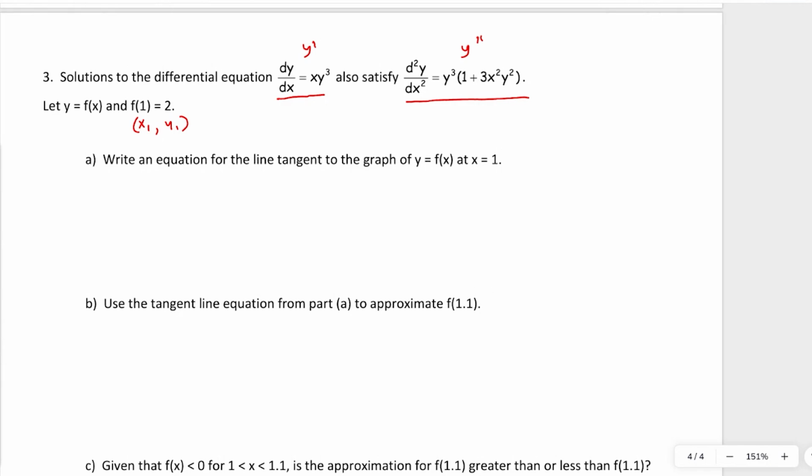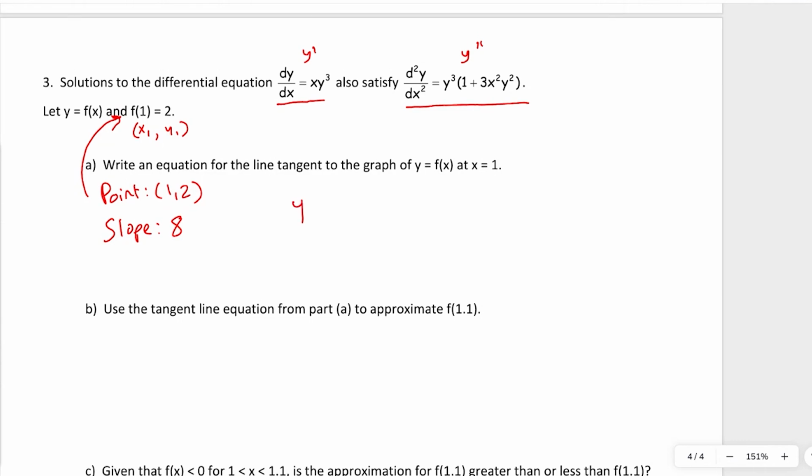Okay, so we already have the point, 1, comma 2. All right, we got that from right here. And the slope we'll find with the slope equation. We don't have to find dy dx, so I'll spare you the implicit differentiation. Here, we don't even have the original equation, unfortunately. But yeah, we're just going to plug in 1, comma 2 here. So we have 1 times 2 cubed is going to be 8. So our equation is going to be y minus 2 equals 8 times x minus 1.